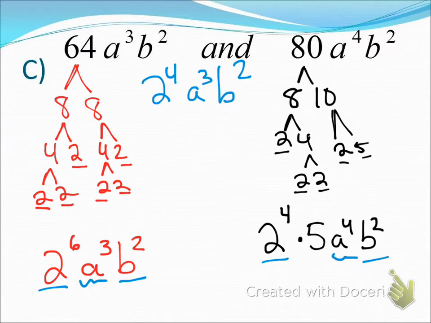Now multiply the 2s out. 2 times 2 is 4 times another 2 is 8 times another 2, 16. So be 16 and... Yep.